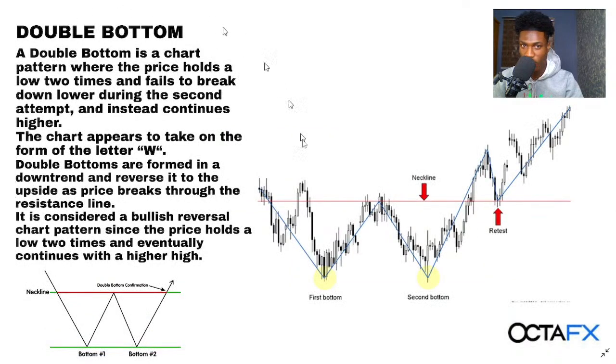Now the neckline of the double top is below, which is a support. The double bottom is the opposite, so the neckline is above and serves as a resistance. And this double bottom chart pattern is confirmed or is fully formed when price has broken out of this resistance level. Now it is considered a bullish reversal chart pattern since the price holds a low 2 times and eventually continues with a higher high, right?